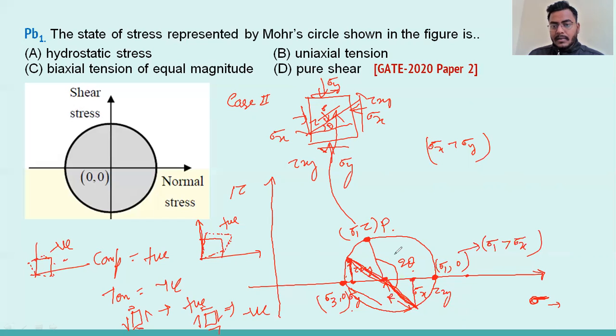So now we are very clear about this. I've shown the construction procedure and how we can calculate the shear stress and normal stress on a particular plane by drawing the Mohr circle.